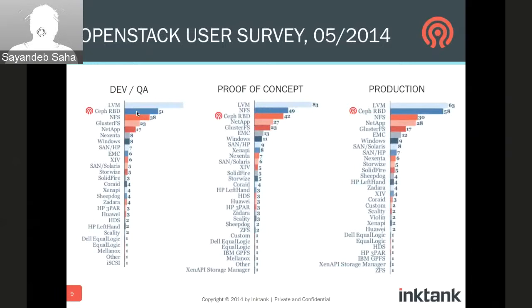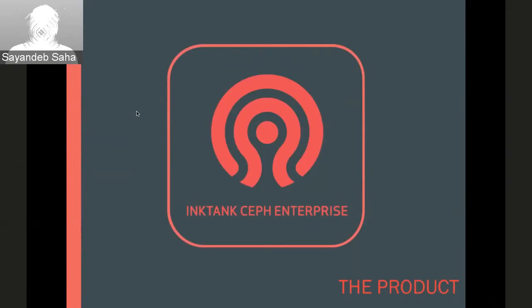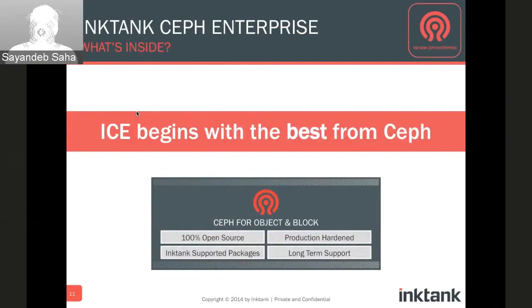So the product, let's spend some time on what the product actually offers, which is a little bit different from what the Ceph project offers upstream. The biggest thing in the product is what's productized in ICE, which stands for InkTank Ceph Enterprise, the name of the commercial distro of Ceph. It is block and object. Block and object are the only two parts that are fully supported by the distro. The file system isn't, because it's not ready for prime time.